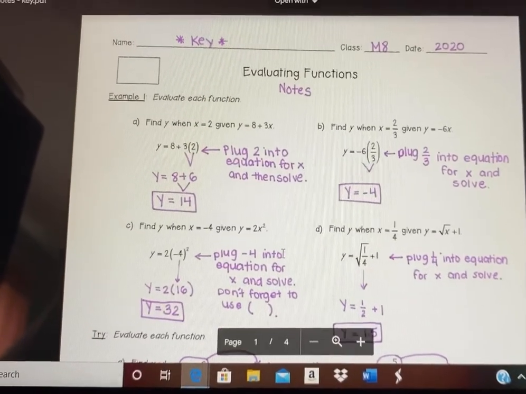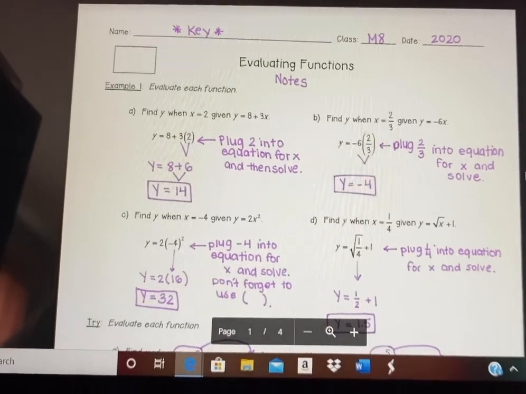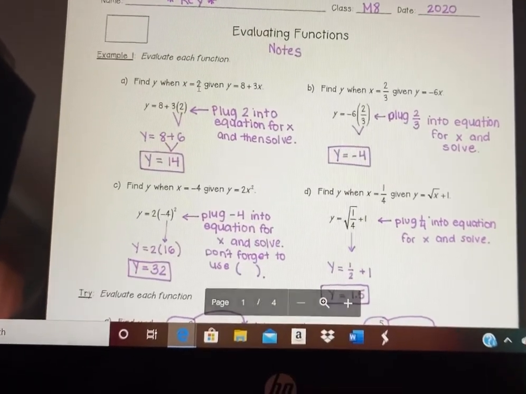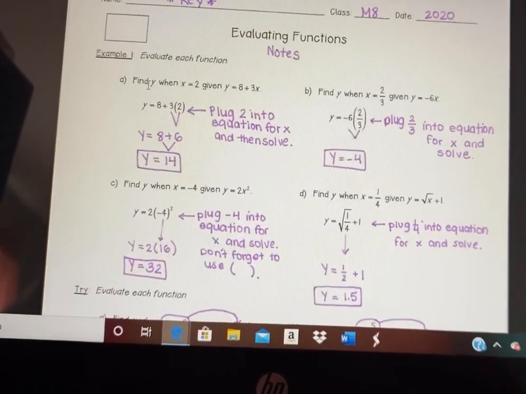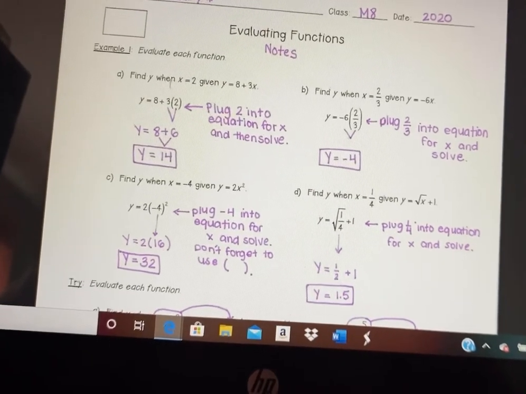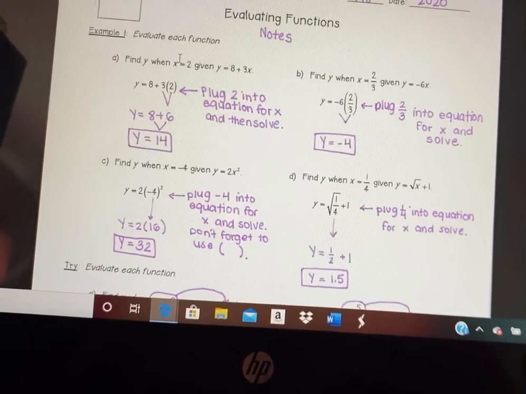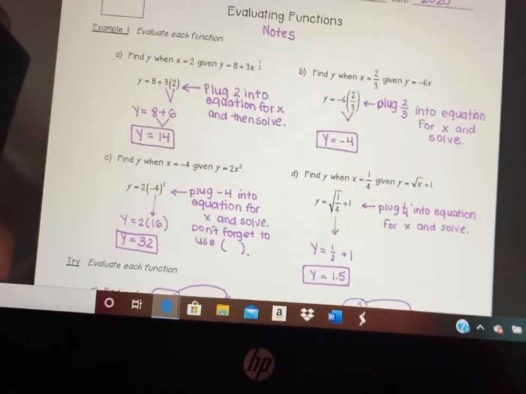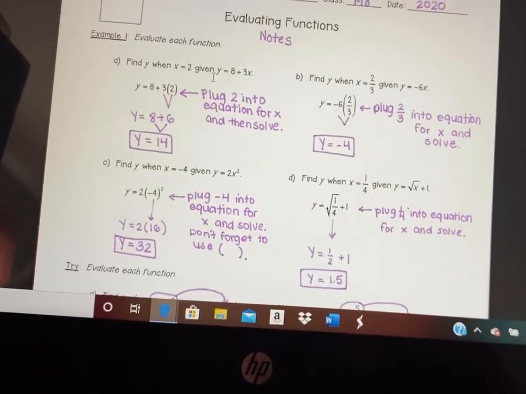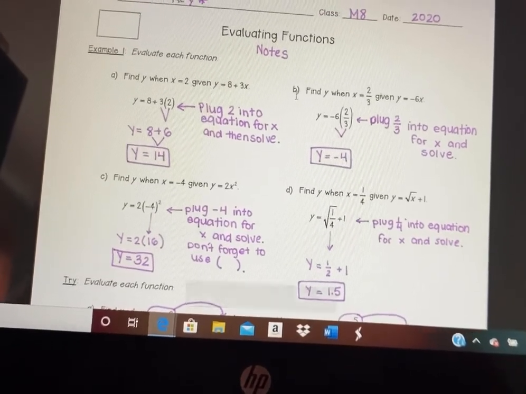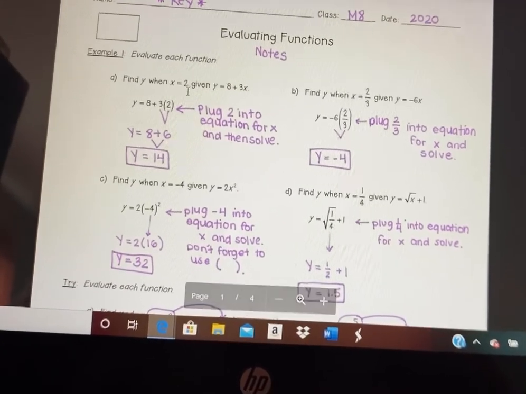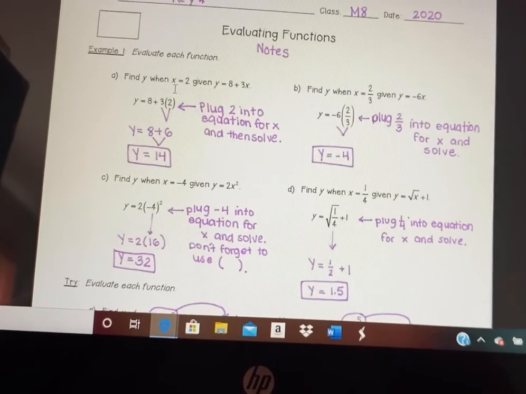So first way you're going to see evaluating functions is when you're given an equation, what x is equal to, and you're solving for y. So when you're given what x is equal to in the equation, all you have to do is plug in this x value into your equation to then go on and solve for y. So that means anywhere that you see an x in your equation, you're going to plug in whatever number x is equal to. So in this case, it's 2.